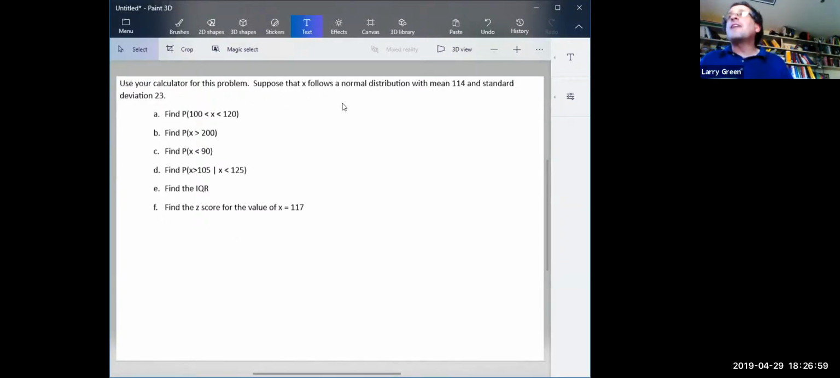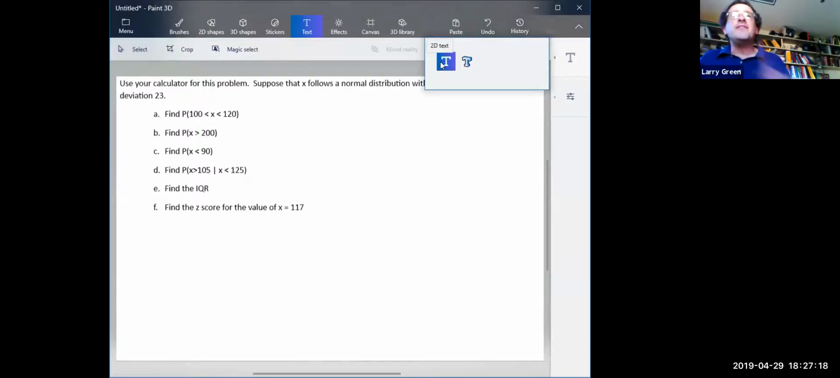Suppose X follows a normal distribution. Notice the word standard is not there. So that means the mean is not 0 and the standard deviation is not 1. The mean is 114 and the standard deviation is 23. So first thing, just after reading that, it's a good idea to write down the distribution. Let's see if you can write it down. Put it in your chat box.